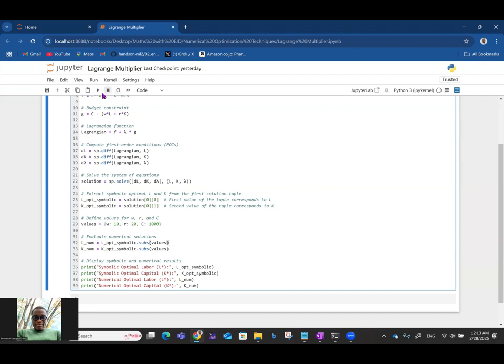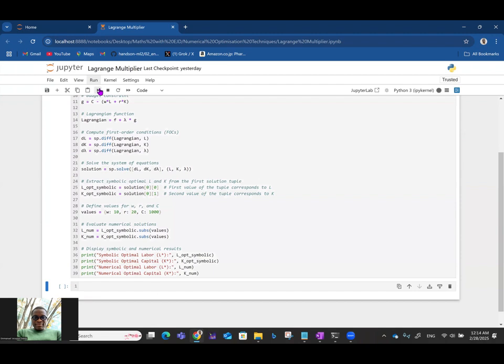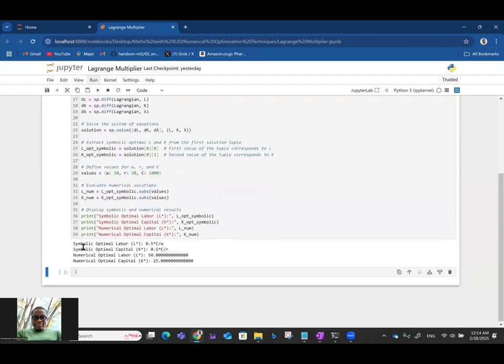So by the time we just run this, we see all those things outputted beautifully. Okay, I've not clicked that. Okay, so now it should work. All right, so you see, the optimal labor is 0.5 C over W, just like what we got. 0.5 is half. Optimal capital is also 0.5 C over R.